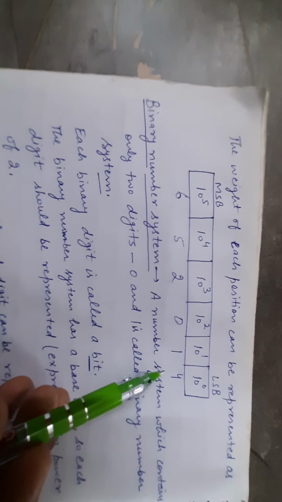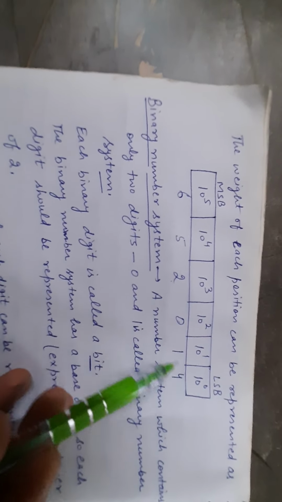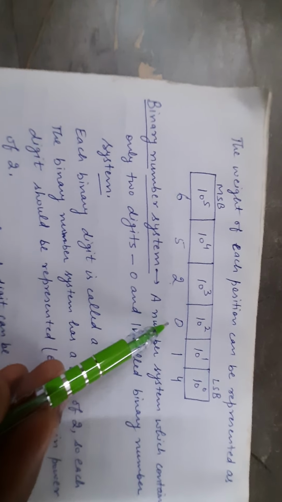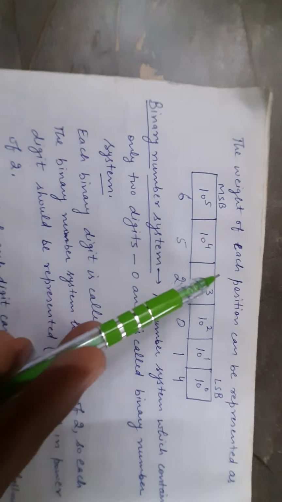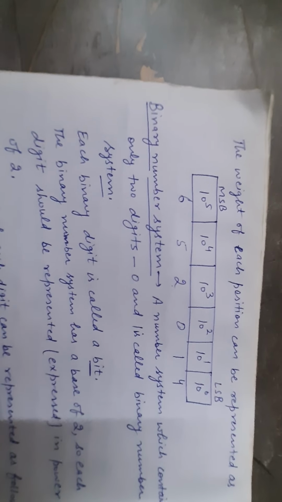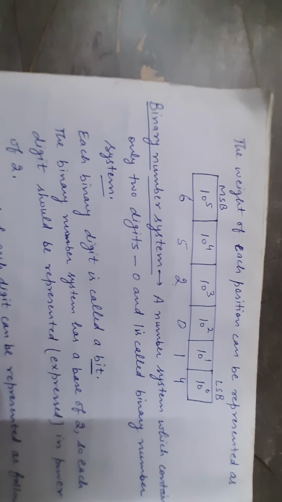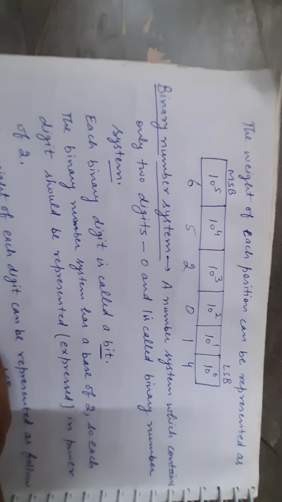In this system, we multiply 4 by its weight, 1 by its weight, 0 by its weight, 2 by its weight, 5 by its weight and 6 by its weight, and the corresponding products are added. So we get the decimal number in this way. So this is about the decimal number system.